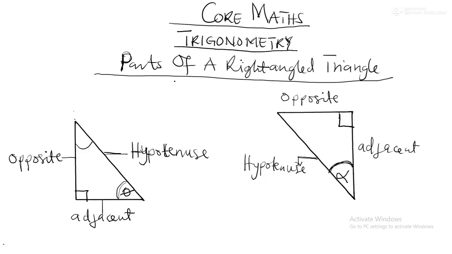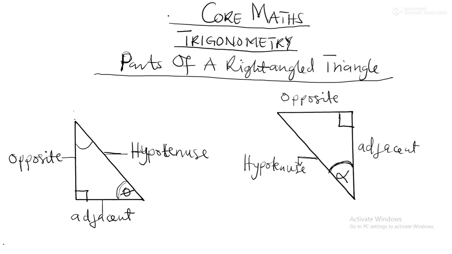Hello students, welcome to our second lesson on trigonometry. I hope you are all doing well. In our previous lesson, we introduced ourselves to the topic and we looked at the definition of trigonometry. We looked at triangles, examples of triangles, properties of triangles, and finally the parts of a right-angled triangle, because we said that we are going to focus on the trigonometry of right-angled triangles.